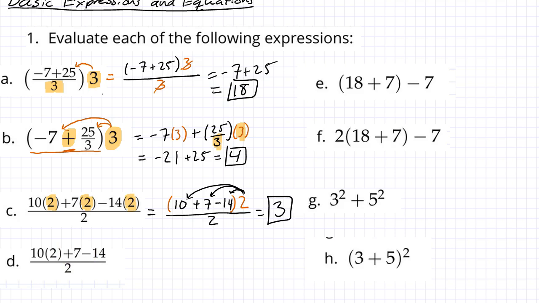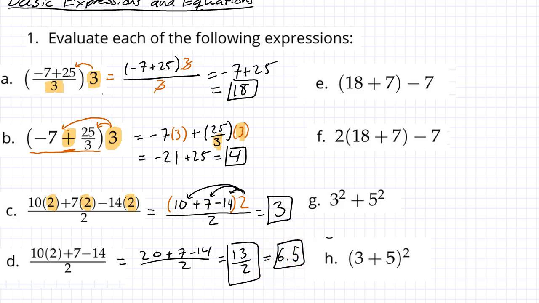What I'm going to do is, one way you could do it is just add it all up in the top and turn it into 10 times 2 is 20, plus 7 minus 14, all divided by 2. That becomes 27 minus 14, which is 13 divided by 2. And you could either leave it like that, that's a fine answer, or you could write it as 6.5.